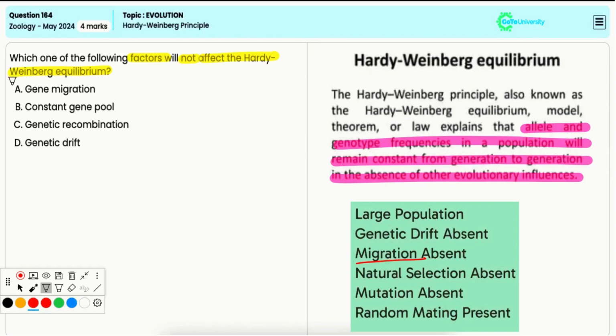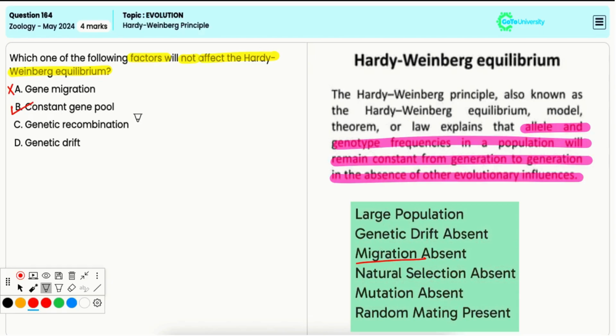Hence, it is incorrect. Option B, constant gene pool. Now, it means allele frequencies remain stable. Now, this is actually the assumption of the Hardy-Weinberg equilibrium. Thus, it does not affect the equilibrium and it ensures that it is maintained across generations. So, this is the correct option.